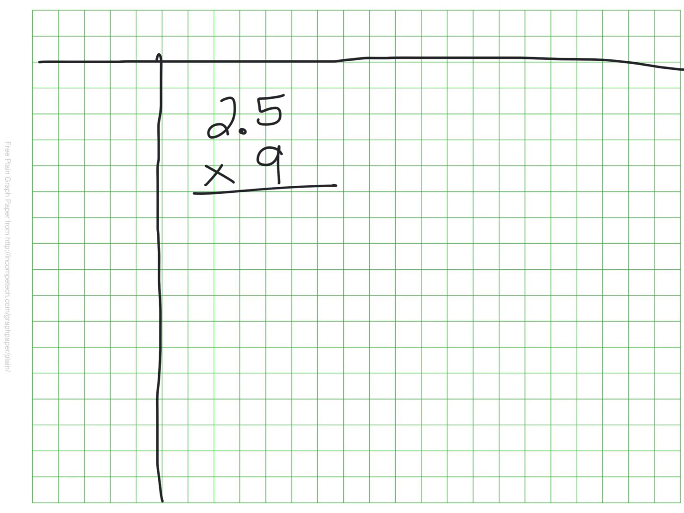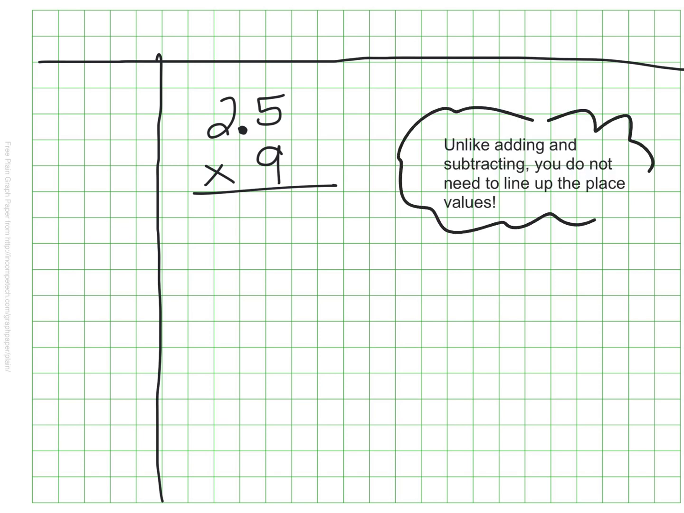So let's say this time we want to multiply 2.5 by 9. It looks a lot like when we did 25 by 9, right? Except for, of course, this is a different value. It's 2.5 instead of 25. But I've set it up the same. I put the longer number on top for ease sake, and unlike adding or subtracting, I do not need to line up the place value. Right? I've written that over here because I want to emphasize that. That's a big difference between adding, subtracting, and multiplying.